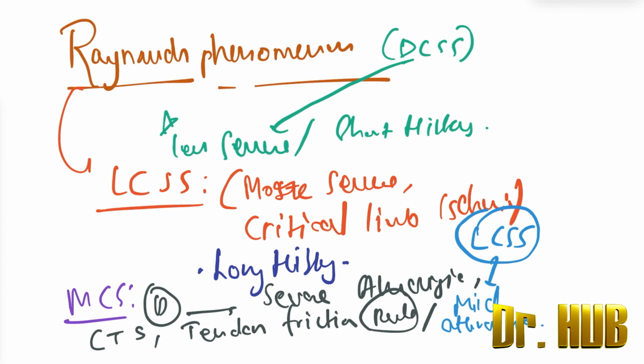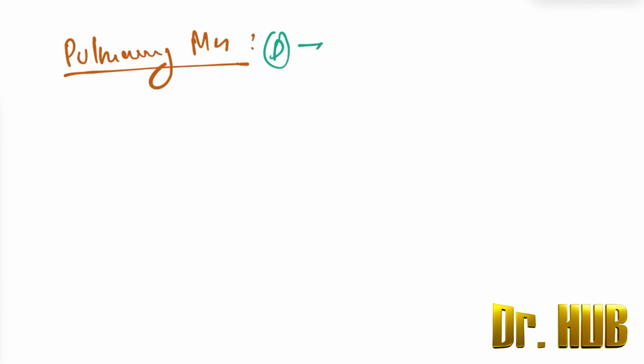Now, moving ahead, we'll be looking at the pulmonary manifestation. In terms of the pulmonary manifestation, we first look at diffuse cutaneous systemic sclerosis. There, interstitial lung disease, ILD, is more common.